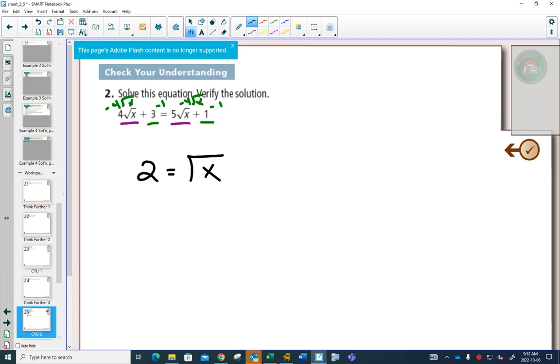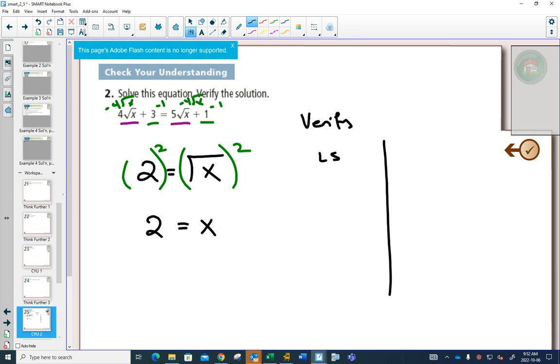So now the strategy to get rid of a square root once it's isolated is to square both sides. Square this side, square this side, and we get x equals 2. How do we verify? We take the original question's left side, the original question's right side, plug in the number for x.